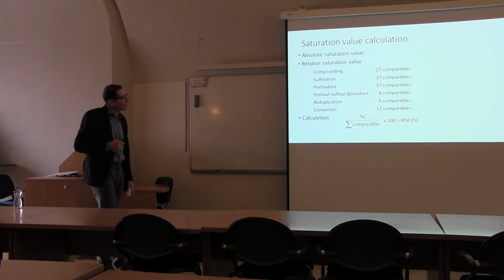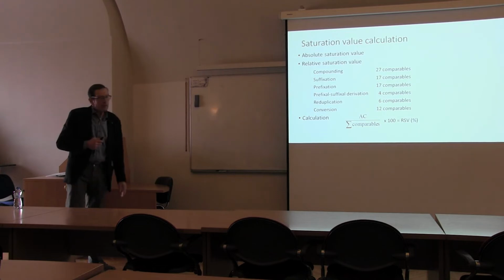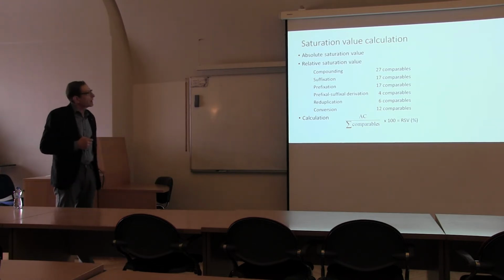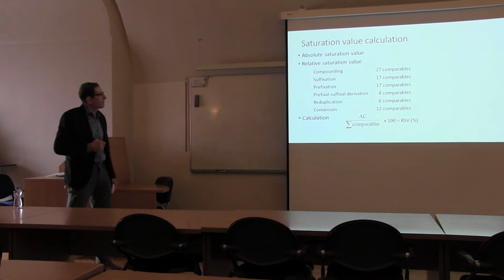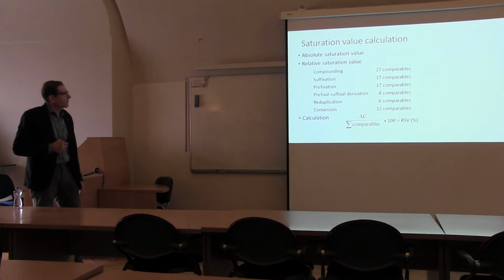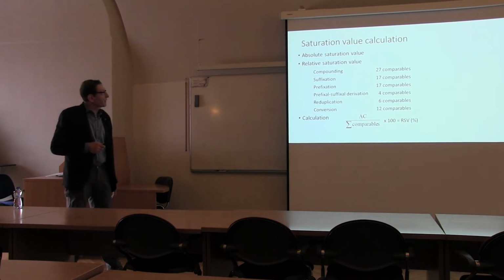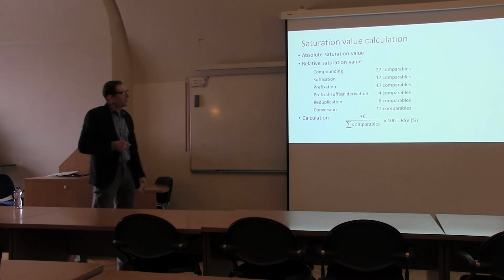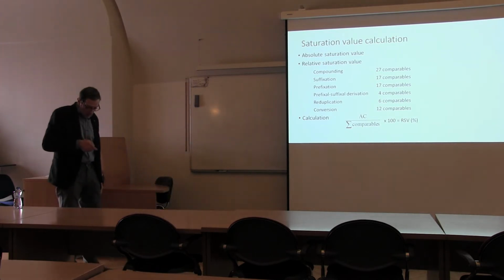But if we want to compare the relative contribution of individual word formation processes like compounding, suffixation, prefixation, they are represented in our sample by different number of comparables for obvious reasons. And so we need to calculate the relative saturation value, which is calculated in a simple way. Actual comparables, it means comparables that are actually used by the word formation system of a particular language, divided by the number of comparables for a particular word formation process, for example, by 27 in compounding.